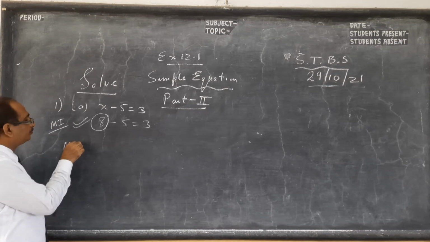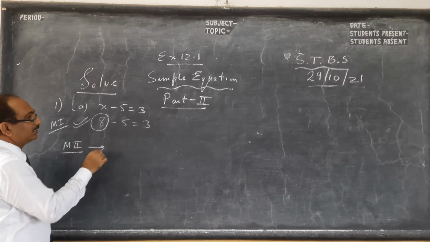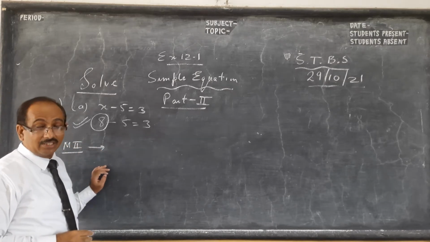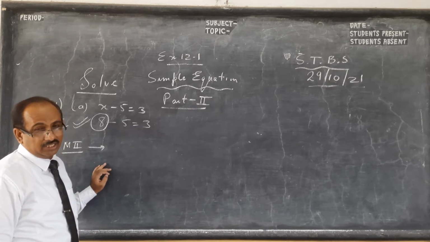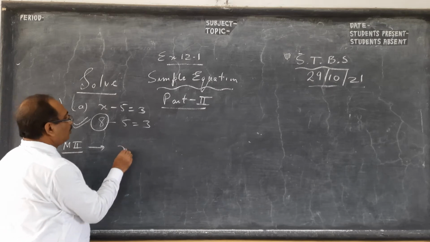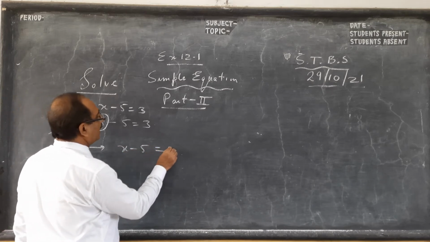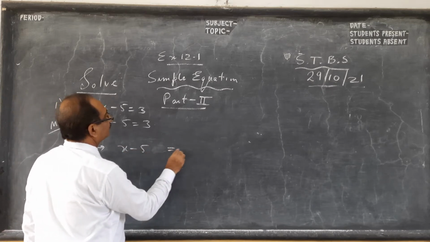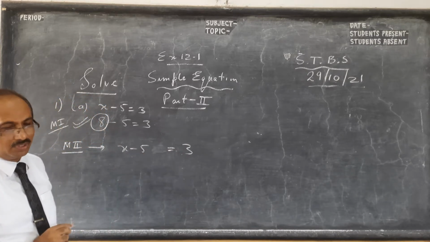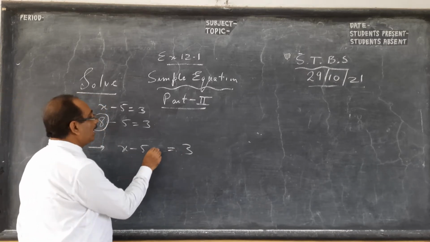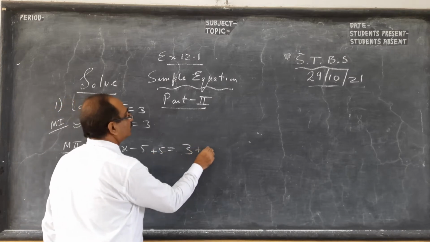Method 2 is what we call the systematic method, or, as I told you in the first video, Euclid's axioms. What we do is, I want to make x alone. So minus 5 I have to remove. So what will I do? I will add 5 to both sides.